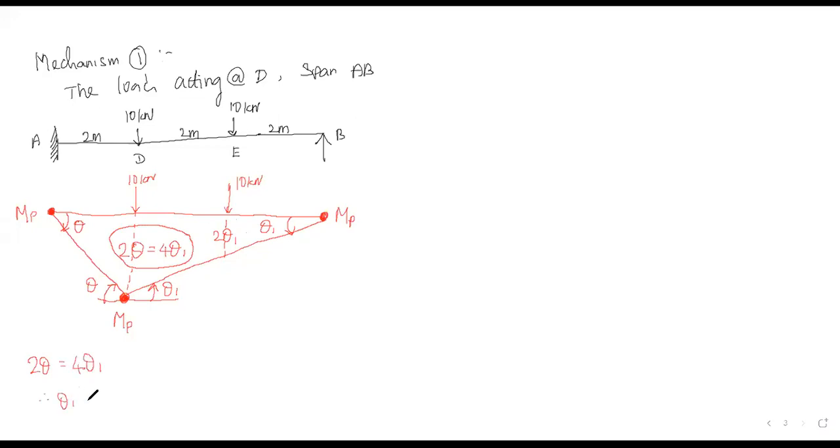Therefore theta 1 is equal to 2 by 4 into theta, that is, theta 1 is equal to 0.5 times theta. This is for the mechanism 1. Next I should move to mechanism 2, that is the load under E in the span AB.